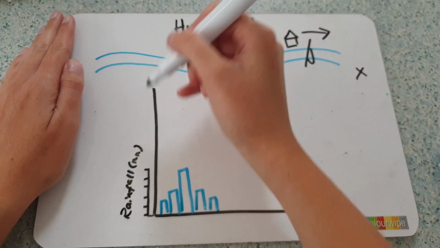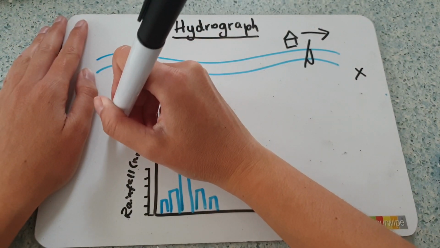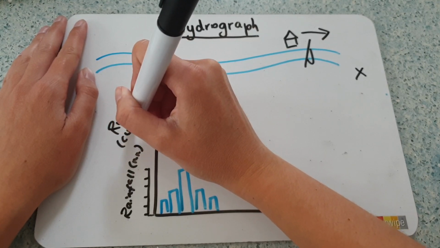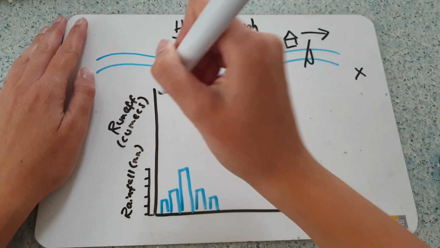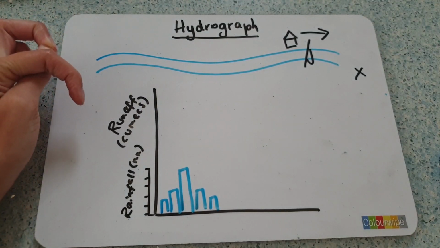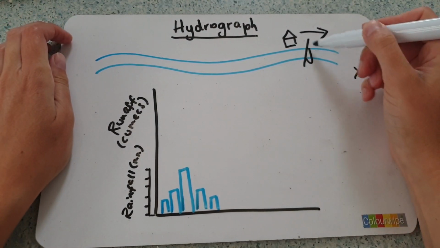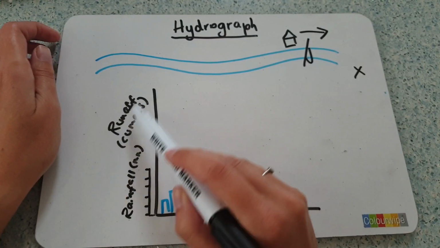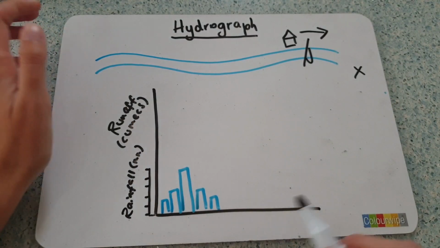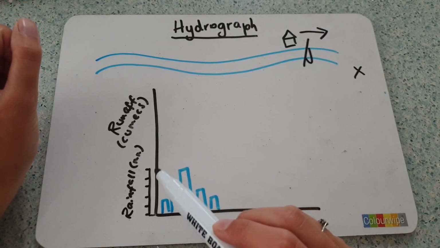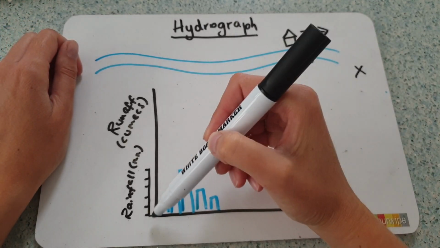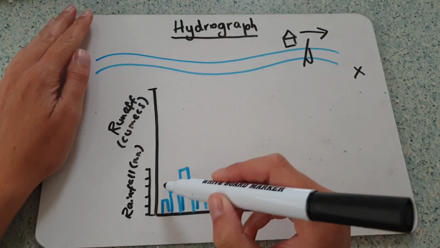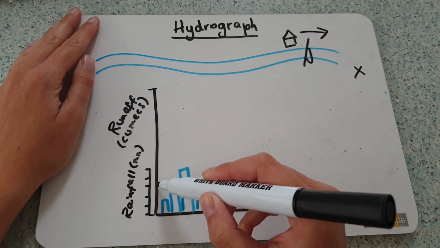And so then your y-axis will be runoff, and that's measured in cumecs, which is cubic meters per second. So as I said, we're looking at the volume of water, cubic meters, and the speed, seconds, and we determine that as runoff. And then what will happen is you'll then have a line graph that will go along this cumec axis, and that might look something a little bit like this.